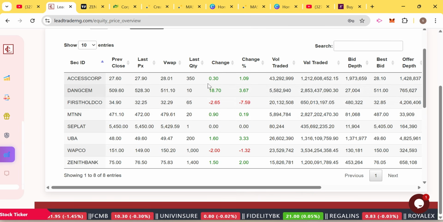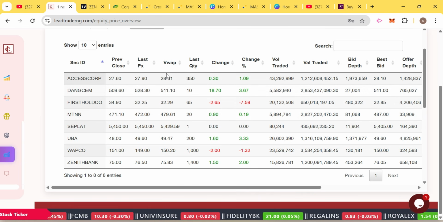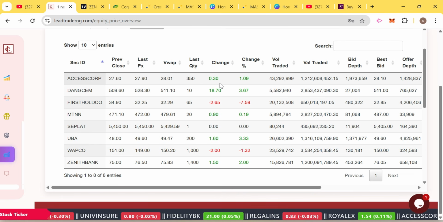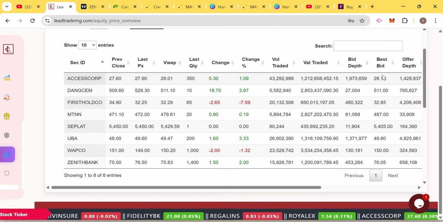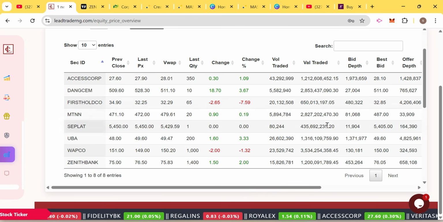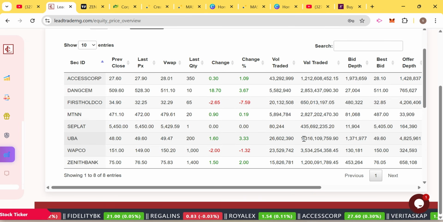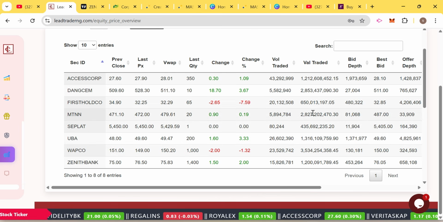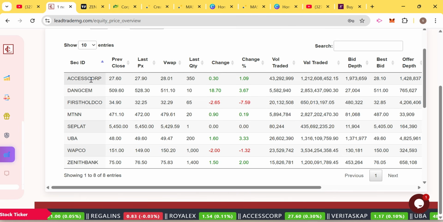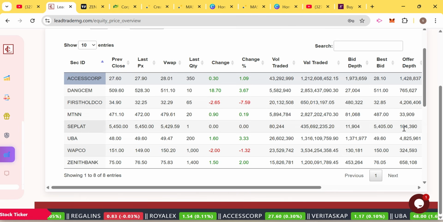So let's say you want to look at the details. You can see this is the last price, this is the opening price, this is the last price, 27.90. And when you now take the average, you have 28. So this is quantity, price change, percentage, volume traded, value traded. This is the depth, this is the best, this is the offer depth. So these are some few details. I know you don't need all these except you want to do some kind of research. That's why you need all these numbers that will help you know volume traded and how much you're able to invest.